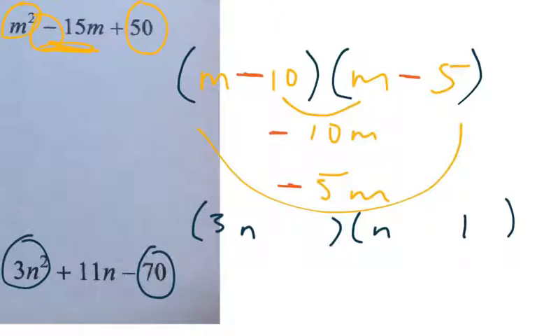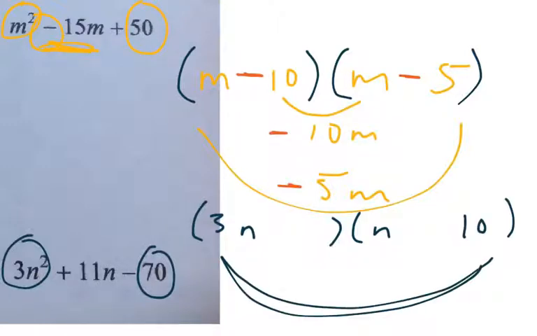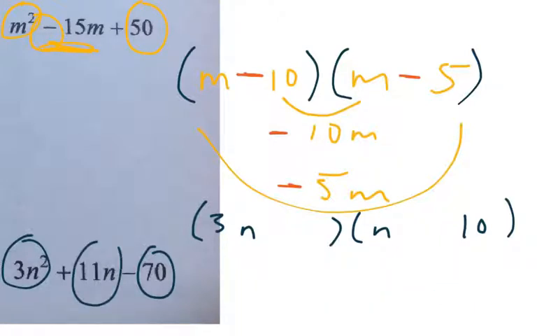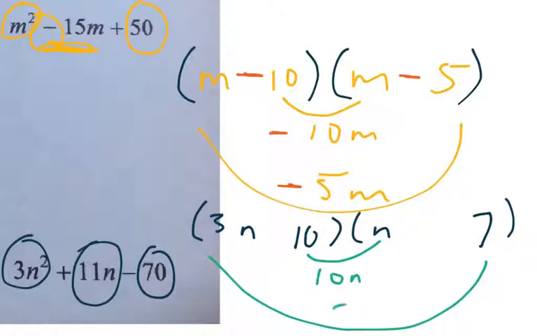And I know that if I put the 10 here, see how the 10 times 3 is going to give me a 30. And that's way too large for that 11 right there. So instead of 10 there, I'm going to put the 10 here and the 7 over there. And you see, by doing that, let's see how my loops work here. I know 10 times n is 10n. I know 7 times 3 is 21n.